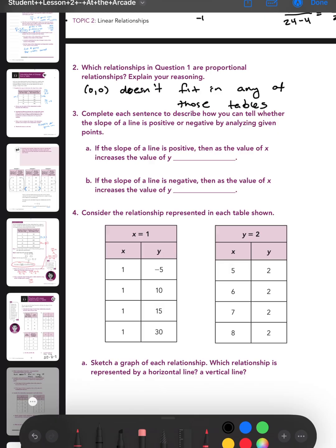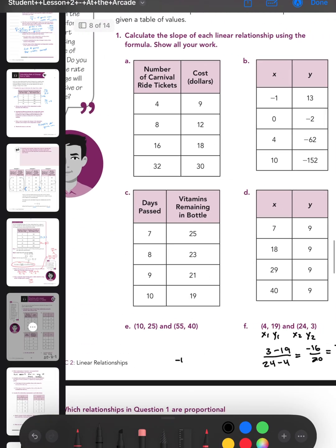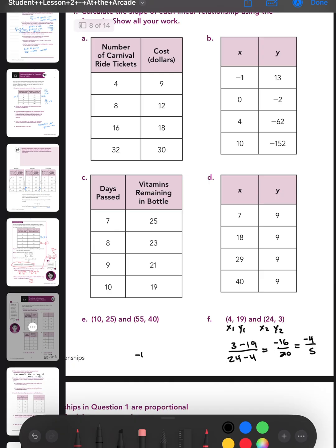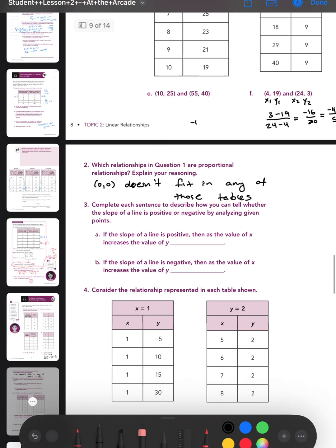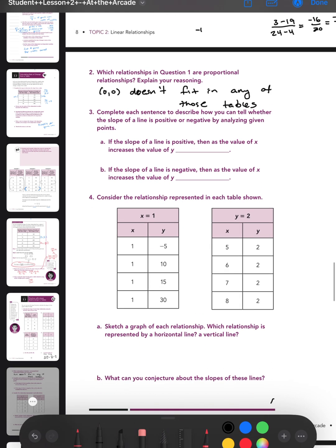And just to give you at least one example, like for instance, B is the most obvious. They have 0, negative 2. That doesn't fit in the table. If we look at D, the y's are all 9. We're going to have 0, 9. It's not going to go through 0, 0. So that doesn't fit in that table either.